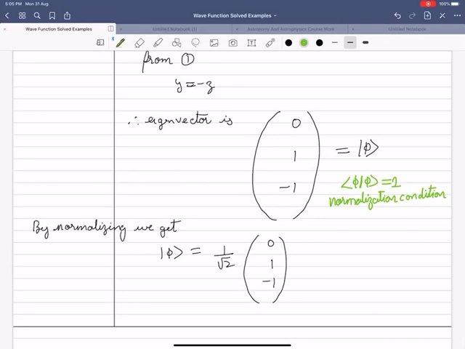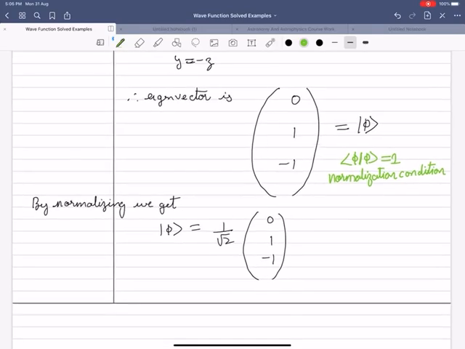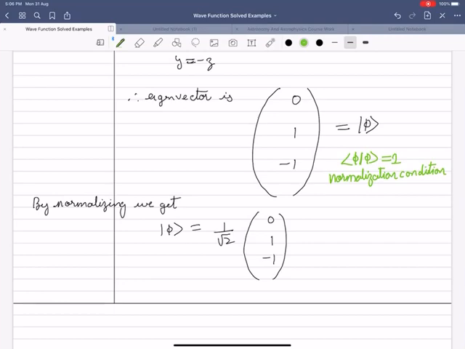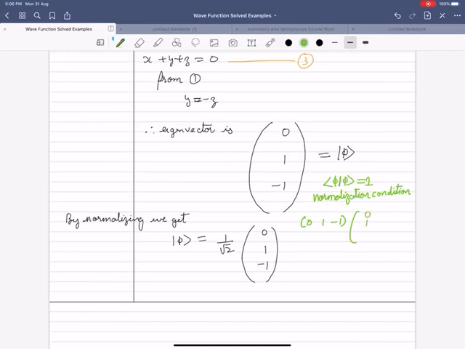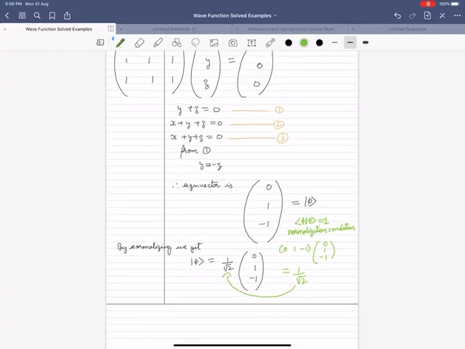By normalizing we get 1 by root 2. What you can do is write the vector as 0, 1, minus 1, and normalize it. You will get 1 by root 2, and you put this 1 by root 2 here, so you get the corresponding eigenvector.